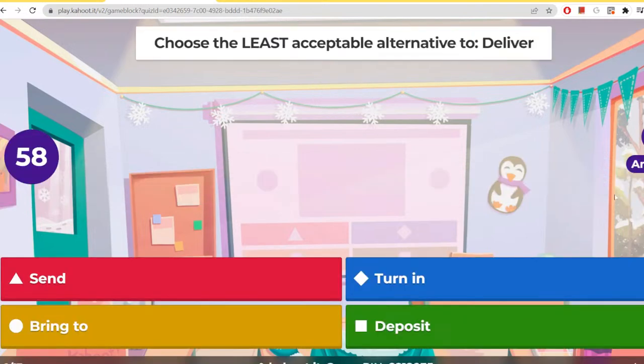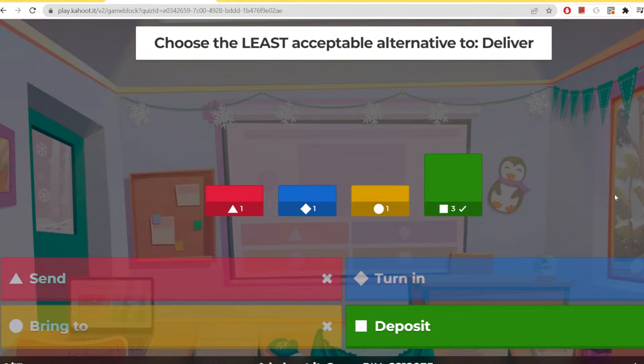Deliver. What's the least acceptable? Okay, nice even spread here. I think deposit is the best one here for a couple of reasons. First of all, deposit can have more to do with money, and deliver typically implies taking something somewhere. There's some travel implied to it, like sending it, bringing it, or even turning it in. There's that act of giving it to someone else. Whereas deposit's a little different in that concept, because it's more financial. It just doesn't quite fit the same way.